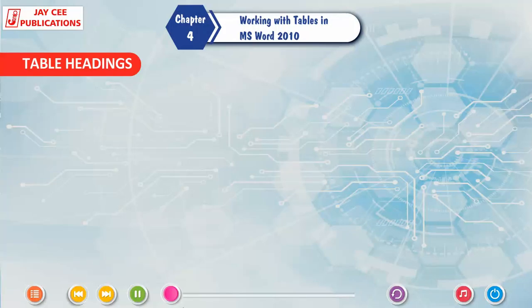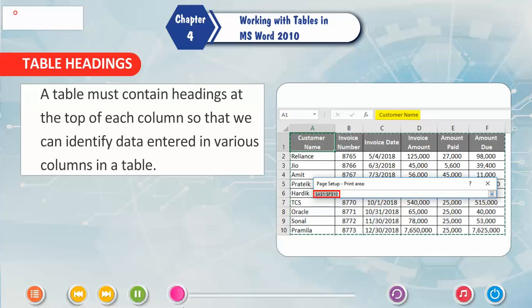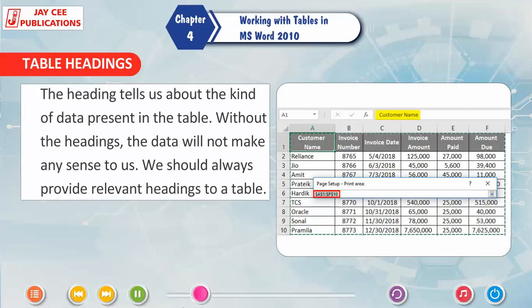Table headings. A table must contain headings at the top of each column so that we can identify data entered in various columns in a table. The heading tells us about the kind of data present in the table. Without the headings, the data will not make any sense to us. We should always provide relevant headings to a table.